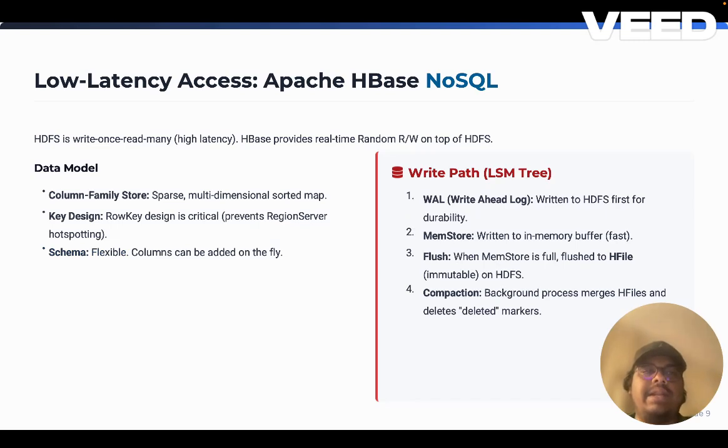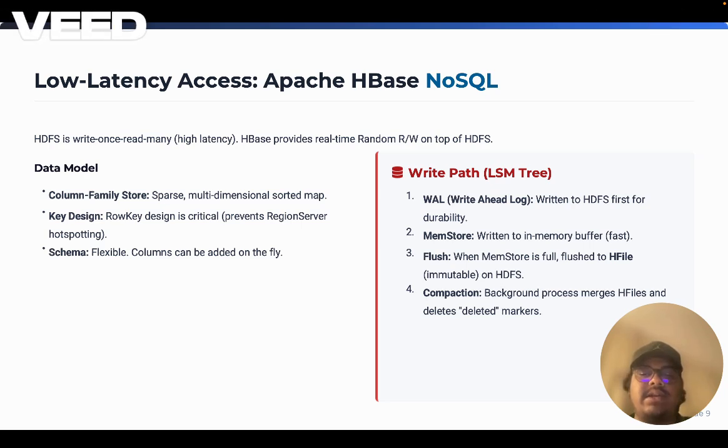Coming to low latency access, we have to remember that HDFS is great for reading massive files sequentially, but it's too slow for quickly looking up one single customer record. We need a system for fast operational lookups, and that is HBase, a NoSQL database that sits on top of HDFS. HBase is designed for quick reads and writes.